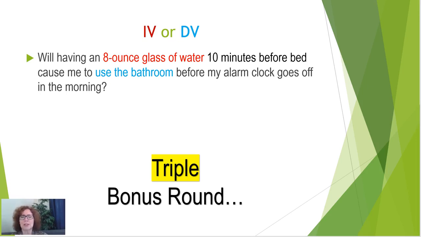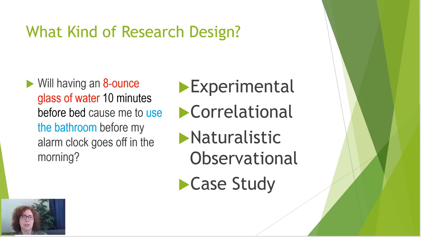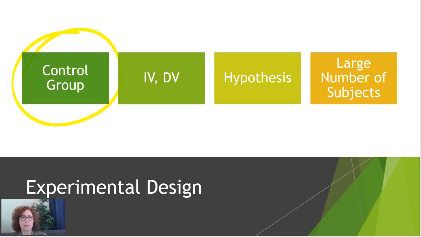All right, triple bonus round. What kind of research design is this? So there's the same study. We have different designs: experimental, correlational, naturalistic observation, and case study. So let's just refresh our memory about what an experimental design involves.